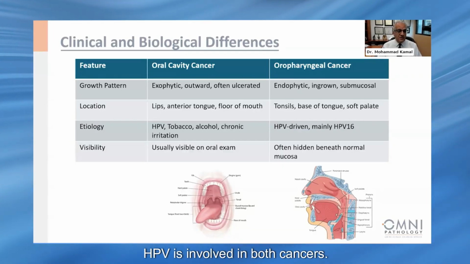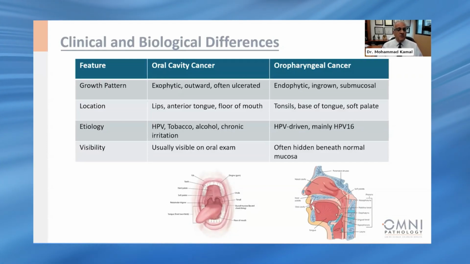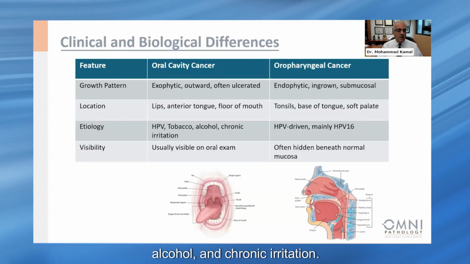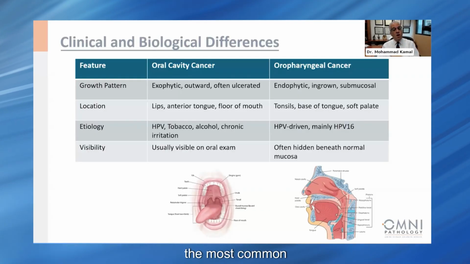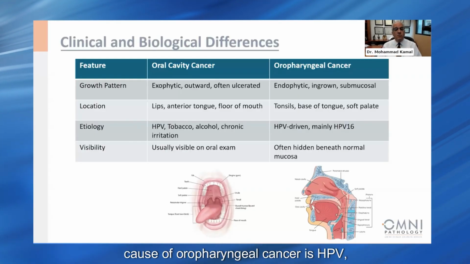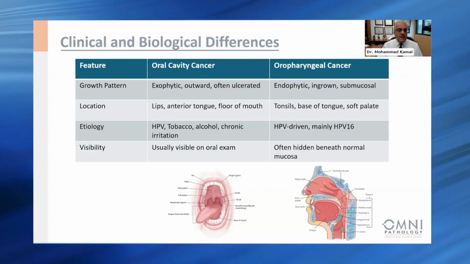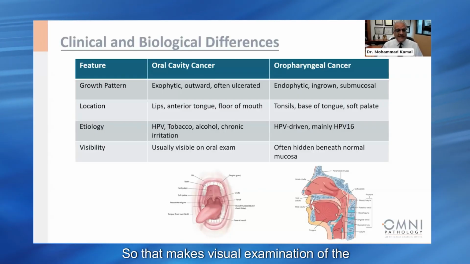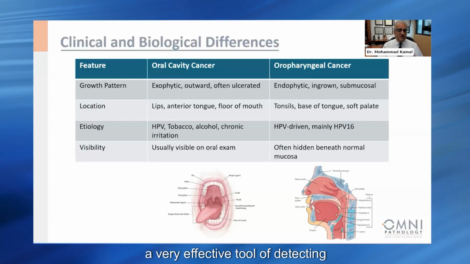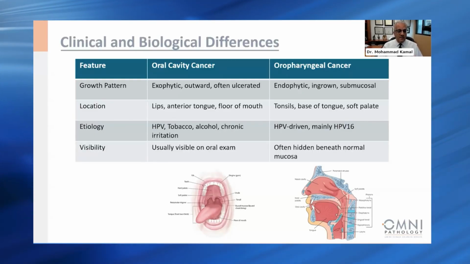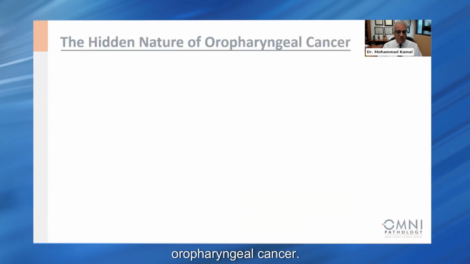HPV is involved in both cancers. We see more of oral cancers still related to tobacco, alcohol, and chronic irritation. And then the most common cause of oropharyngeal cancer is HPV, particularly HPV-16. So that makes visual examination of the oral cavity a very effective tool of detecting oral cancer lesions. However, it's not the same for the oropharyngeal cancer.